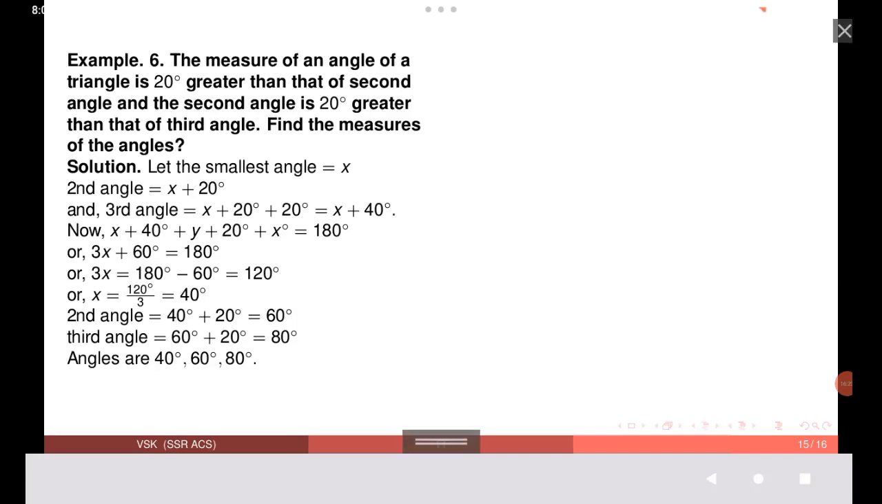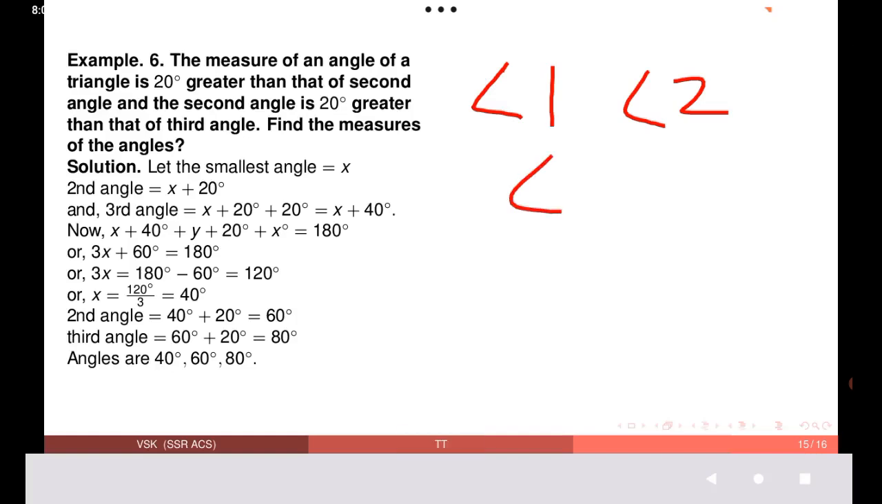Now let us see example number 6. The measure of an angle of a triangle is 20 greater than that of the second angle, and the second angle is 20 greater than the third angle. What is the information given? Suppose angle 1, angle 2, angle 3. The information given is that the first angle is 20 greater than the second angle, and the second angle is 20 greater than the third angle.